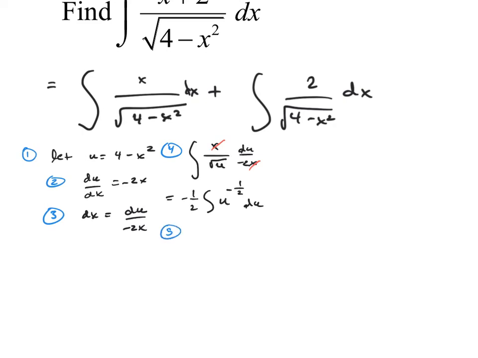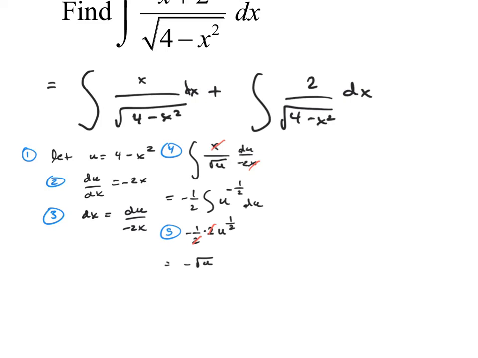So step 5, I'm going to actually integrate this. This is going to be negative 1/2, and then the integral of u to the negative 1/2. Negative 1/2 plus 1 is u to the positive 1/2. Then I have to divide it by 1/2, which is the same thing as multiplying it times 2. So simplifying that, it would be negative the square root of u, plus c, of course, but I'll add the plus c at the end.